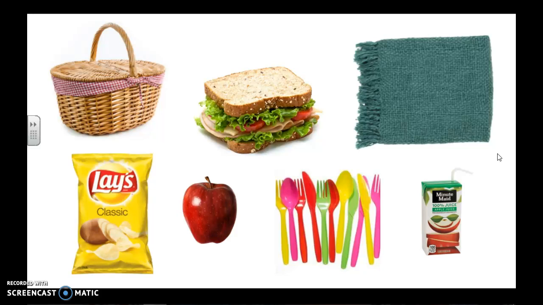But you'll notice that I have a picnic basket, I have a sandwich, a blanket, some chips, an apple, some silverware. I also have a juice box. Based on the observations that you made, hopefully you saw or inferred that I am going to be going on a picnic. That's my plan. Now you don't know that for sure, but based on what you see, you would probably guess that a picnic is in the near future. Okay, let's try again.